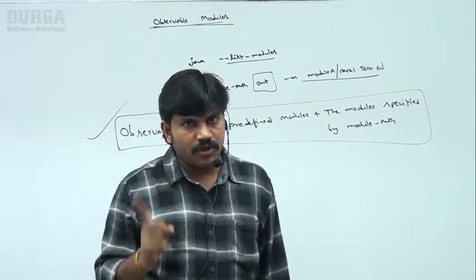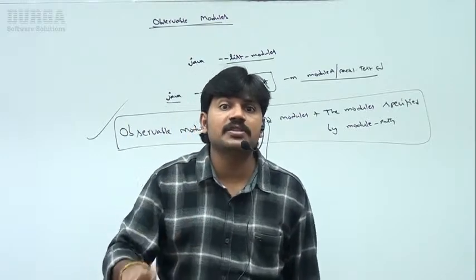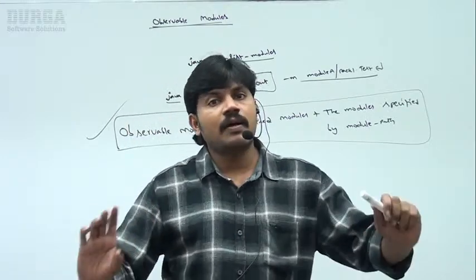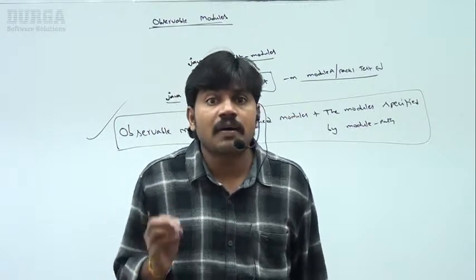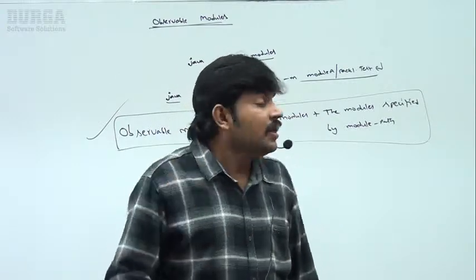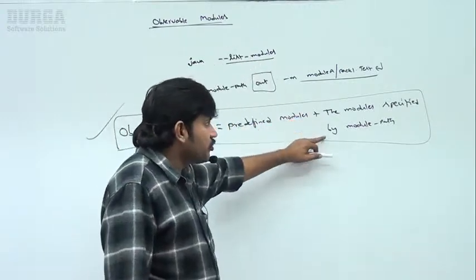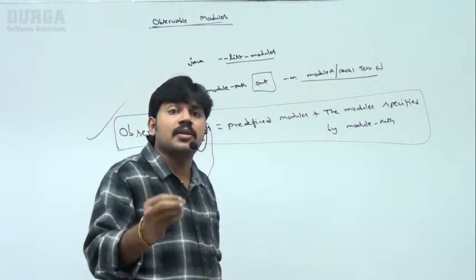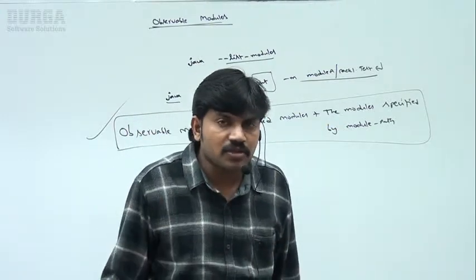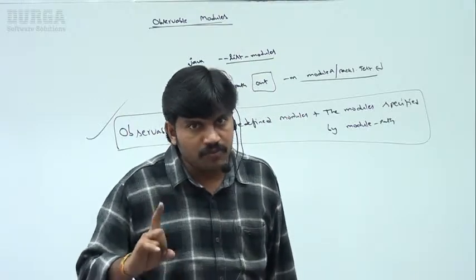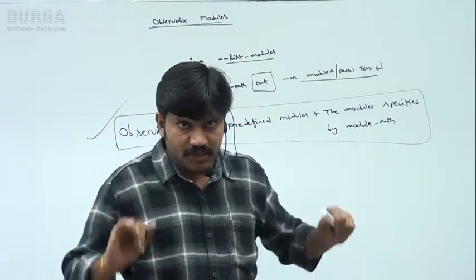What is the observable module? The modules which are observed by JVM at runtime are called observable modules. All predefined modules are by default considered as observable modules, right? Next, the modules specified by module path are also available to the JVM. That's why those are also by default considered as observable modules. Clear?